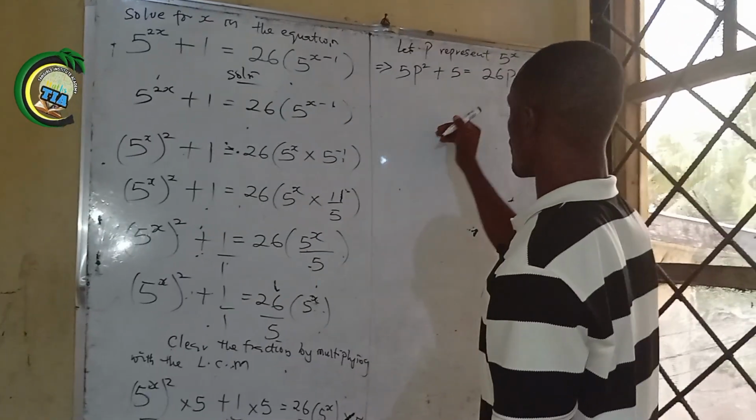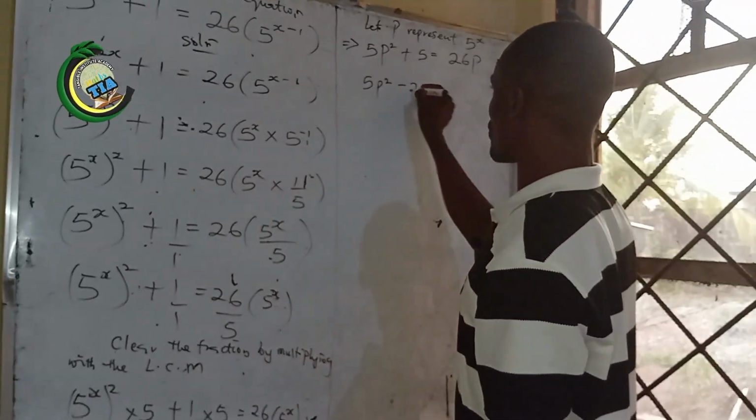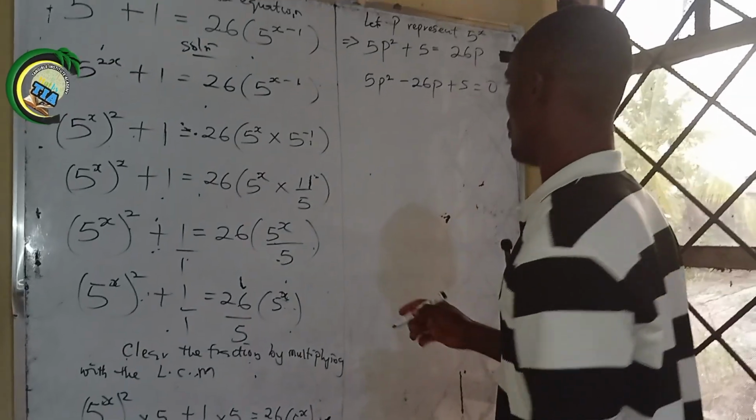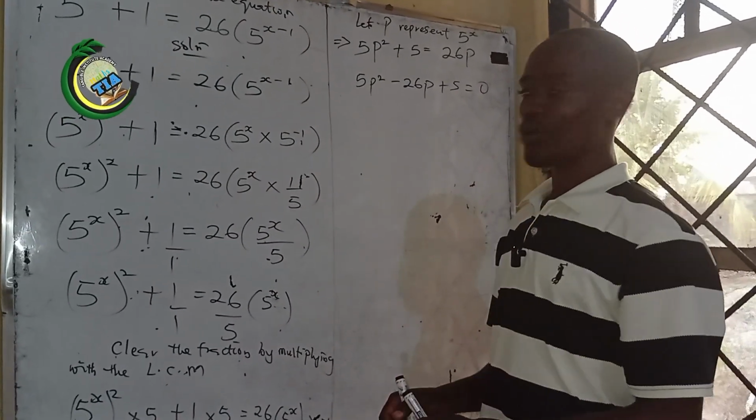So let us rewrite it. So we now have 5p squared minus 26p plus 5 is equal to 0. Then at this point, let us solve it quadratically.